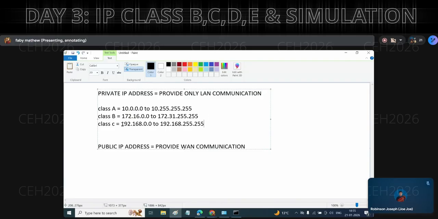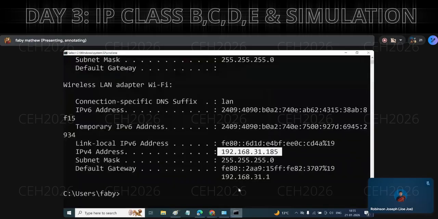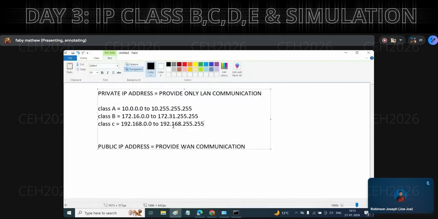In class C, 192.168, see here, 192.168.0.0 to 192.168.255.255. Now each and every one, check the IP address in your machine while using the internet. Your machine is actually running on one of these ranges only. Check whether your service provider is providing the 10 range address, the 172 range address, or the 192.168 range.